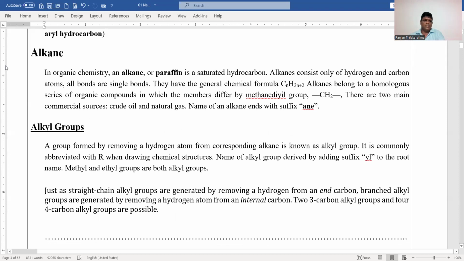Then alkane. We need to know what alkanes really are.